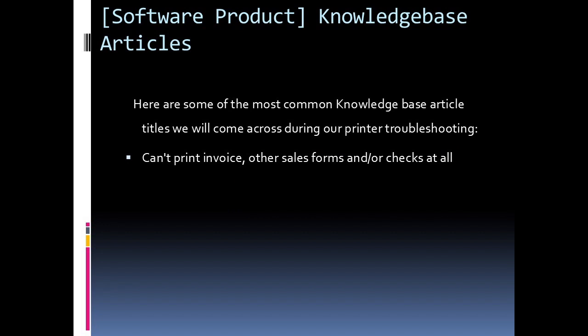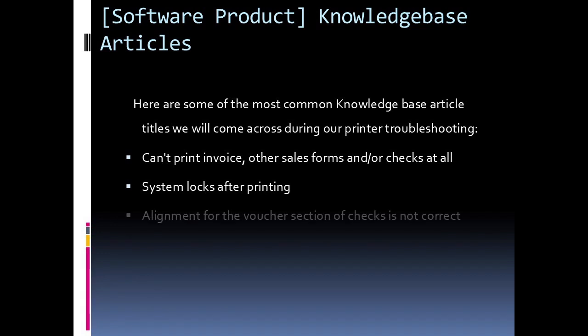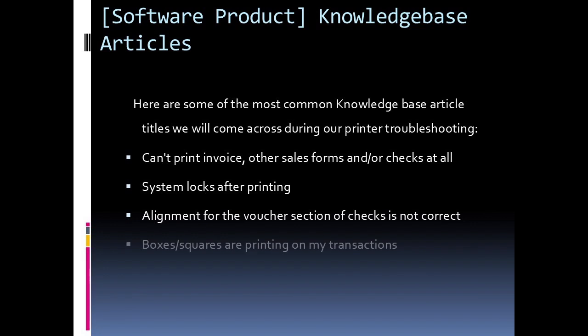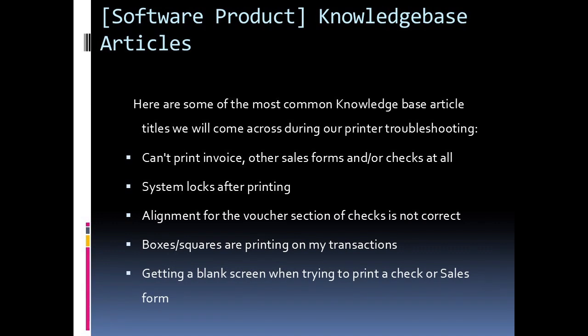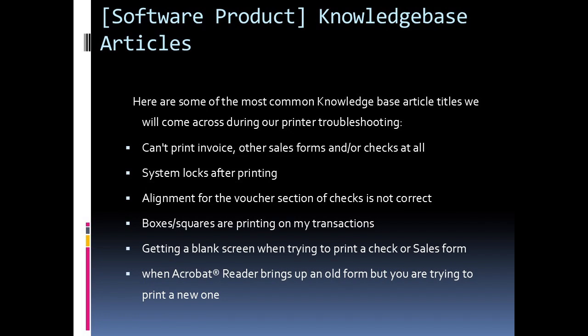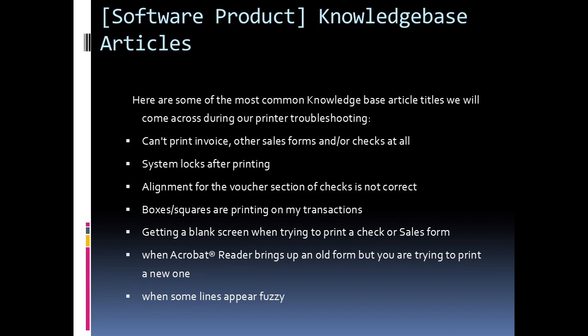Here are some of the most common knowledge base articles we will come across during our printer troubleshooting. Can't print invoice, other sales forms and/or checks at all. System locks after printing. Alignment for the voucher section of checks is not correct. Boxes or squares are printing on my transactions. Getting a blank screen when trying to print a check or sales form. When Acrobat Reader brings up an old form, but you were trying to print a new one. When some lines appear fuzzy.